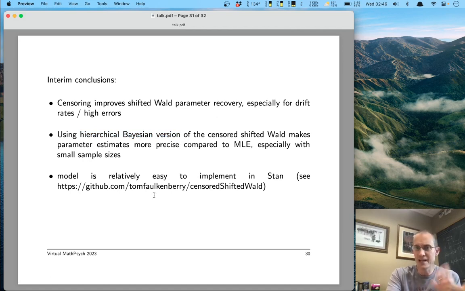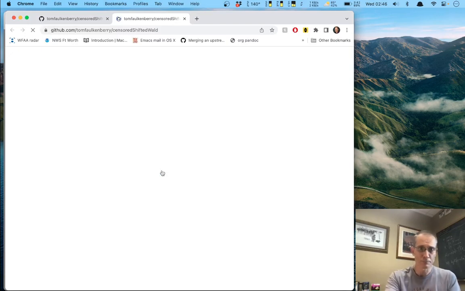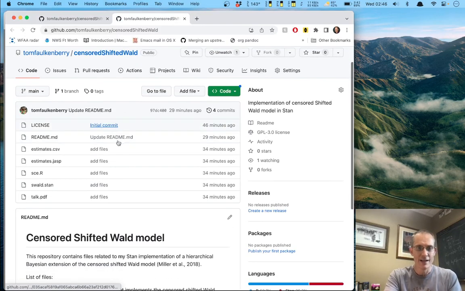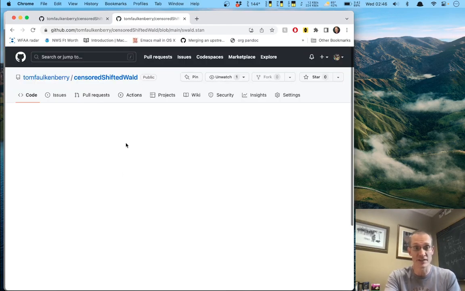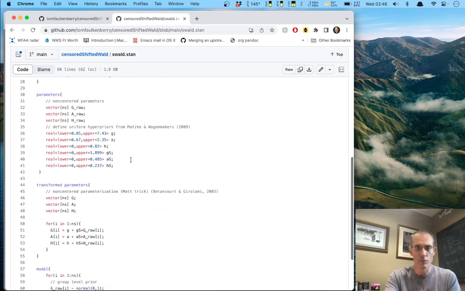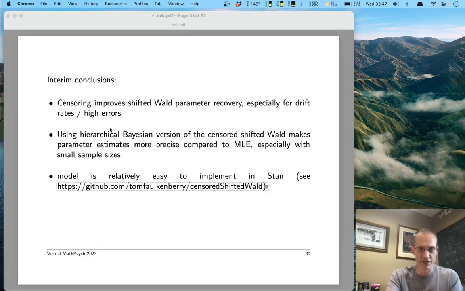And I will just mention in passing that the model is relatively easy to implement in Stan, and I've got a link here. It's at my GitHub page, github.com/TomFalkenberry/censored shifted Wald. If you go there, you'll see, let me just open it up real quick so you can see what it is. On my GitHub site, I've got a script that I use. I've also got the Stan model itself, so you can get in there and play around with the code. And of course, if you have any questions about all of that, it's kind of use at your own risk, but email me and I'm happy to visit with you about that.